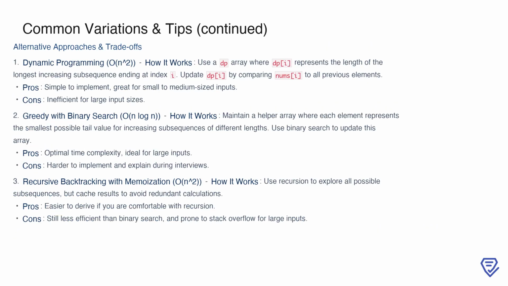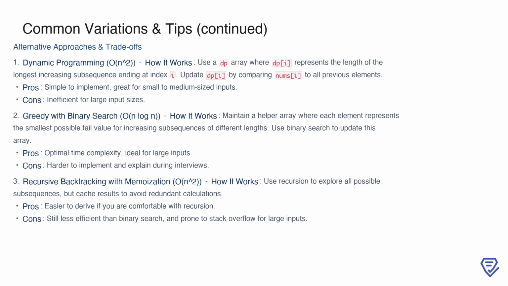Finally, let's compare some alternative approaches and their trade-offs. The dynamic programming approach operates with a time complexity of O(n^2). It uses a DP array where each element represents the length of the longest increasing subsequence ending at that index. This method is simple to implement and works well for small to medium-sized inputs, but it becomes inefficient as the input size grows. The greedy approach combined with binary search improves this to O(n log n) by maintaining a helper array, where each value represents the smallest possible tail for increasing subsequences of different lengths. This is ideal for larger inputs but is harder to implement and explain, especially during interviews.